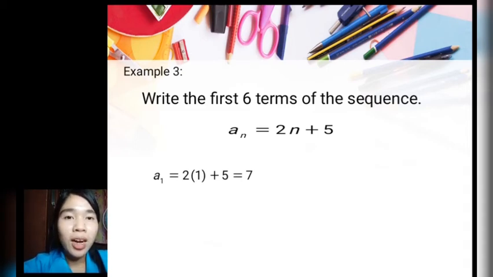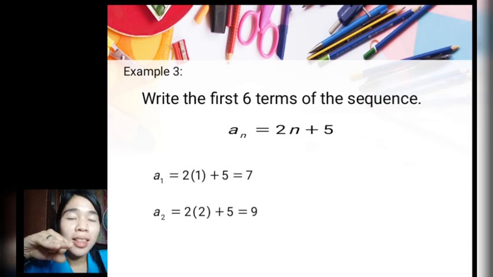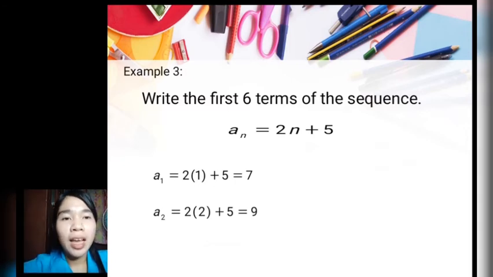Next, we are done with the first term. So let's proceed to the second term. So let us use 2 as the second term. So the equation will become a sub 2 is equal to 2 times 2 plus 5. So 2 times 2 is equal to 4 plus 5 equal to 9.